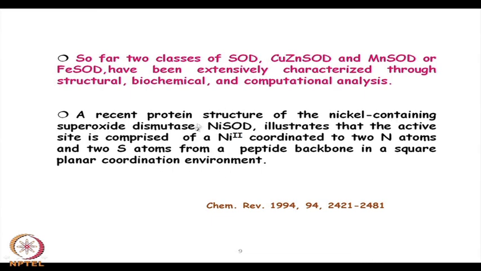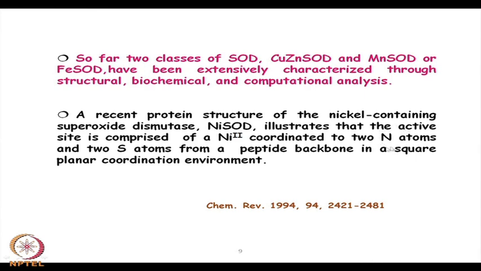So, when people identified this SOD, the active site comprises, so immediately you can identify this particular site, whether your nickel site is in plus 1, plus 2, or plus 3 oxidation state. And it is coordinated to 2 nitrogen atoms and 2 sulfur atoms from a peptide backbone in a square planar coordination environment. It is not an octahedral environment, because with nickel 2 you are always tempted to think that it can have the alternative octahedral coordination environment.